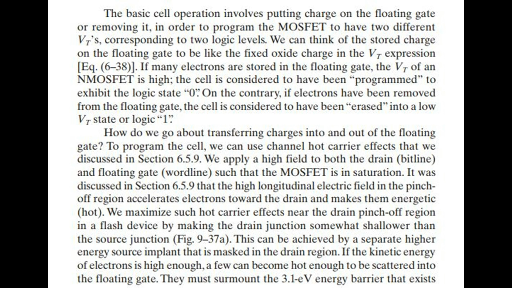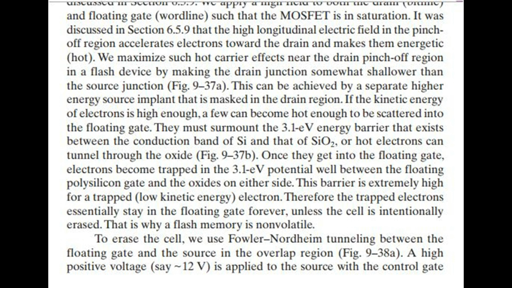We maximize such hot carrier effects near the drain pinch-off region in a flash device by making the drain junction somewhat shallower than the source junction, Fig 937a. This can be achieved by a separate higher energy source implant that is masked in the drain region. If the kinetic energy of electrons is high enough, a few can become hot enough to be scattered into the floating gate. They must surmount the 3.1 electron volt energy barrier that exists between the conduction band of silicon and that of silicon dioxide, or hot electrons can tunnel through the oxide, Fig 937b.